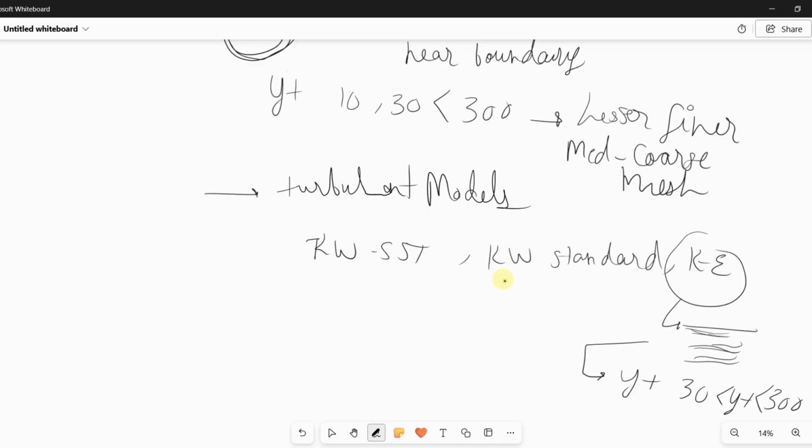Then you have k omega standard. What does k omega do? If you have a boundary layer, you have flow here and you have flow here.